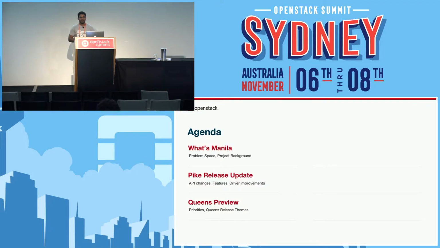So here's a rough agenda of what we're going to talk about today. What is Manila? What is the problem space and the problem background that we have? And what are the changes that we made in Pike? What API changes, new features, and stuff? And going forward, what's happening in Queens?